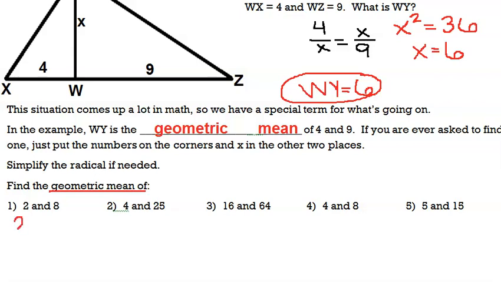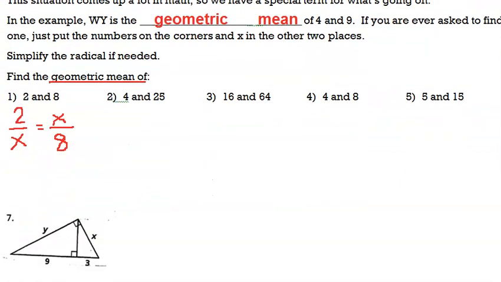All you have to do is do exactly what we just got done doing. Put the numbers on the corners, put x's on the other corners, and then solve. So in this case, x times x is x squared. 2 times 8 is 16. And that means x equals 4. So what is the geometric mean of 2 and 8? 4.